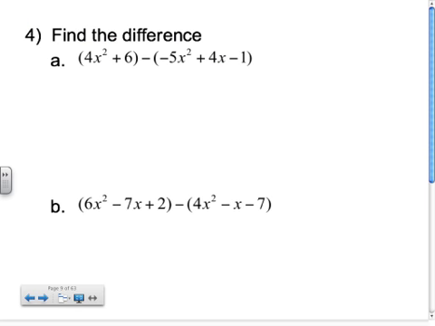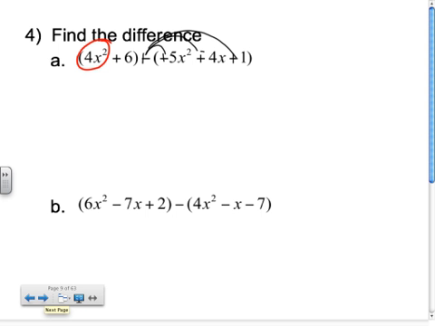All right, find the difference. So now we're just subtracting. A little bit different, probably a little bit trickier, because I have a 4x squared minus negative 5x squared. Well, remember, subtracting a negative is the same thing as plus. If it helps you, turn this into an addition problem. Distribute this negative. So I distribute this guy to every single term inside, and so what happens is it becomes plus 5x minus 4x plus 1.